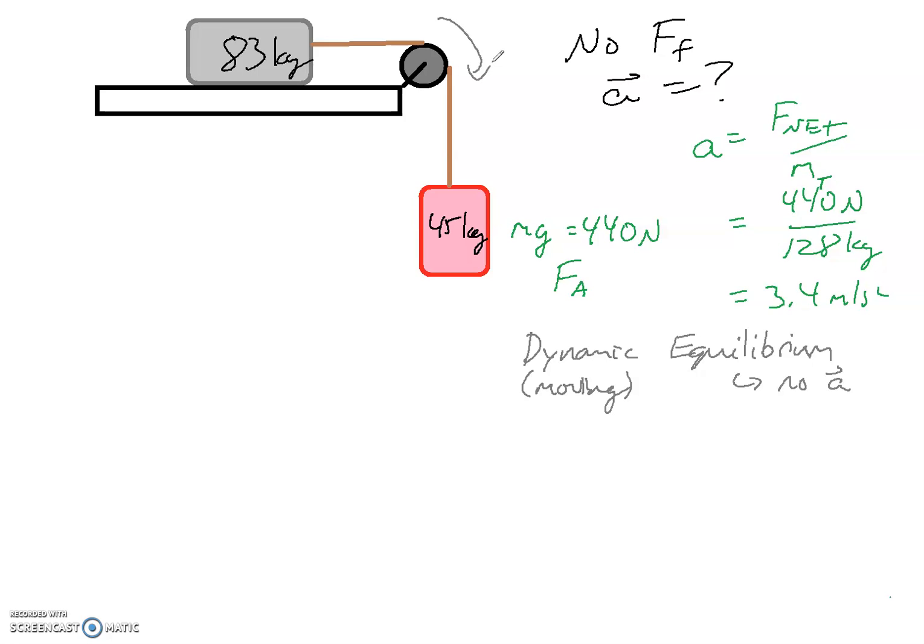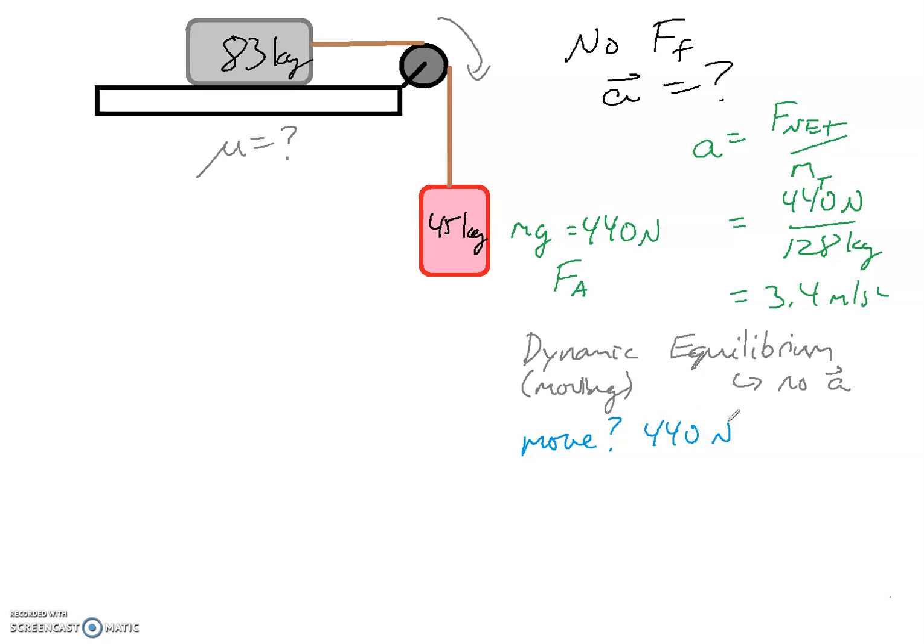That means we must have something slowing it down. And the only thing that would slow it down would be some friction. So now we've incorporated some friction up here with the top box. Let's see if we can find the coefficient of friction that would allow us to have dynamic equilibrium. Alright, well, how much is trying to move the box? Well, there is 440 newtons. That doesn't change. The 440 is trying to move it.